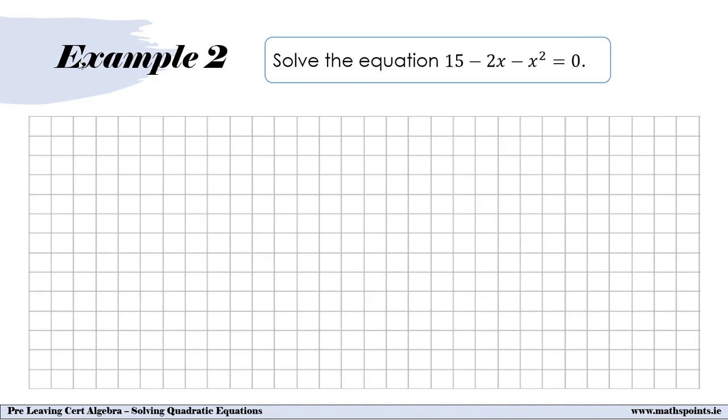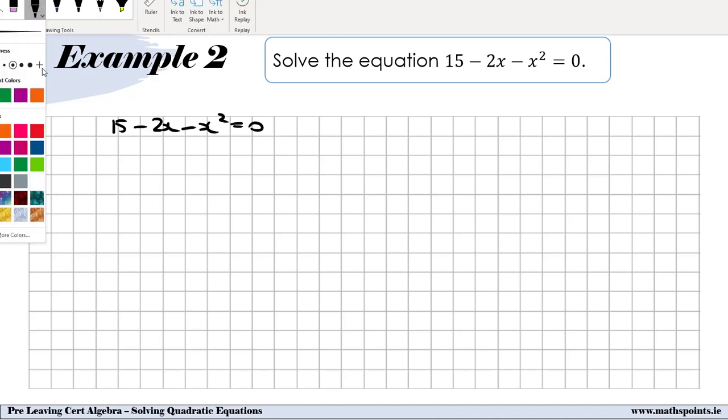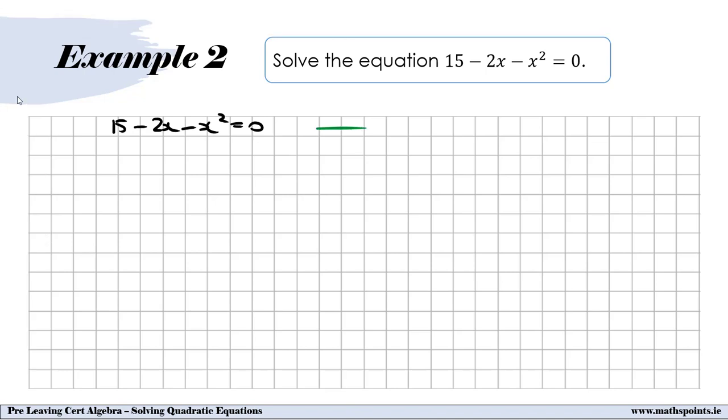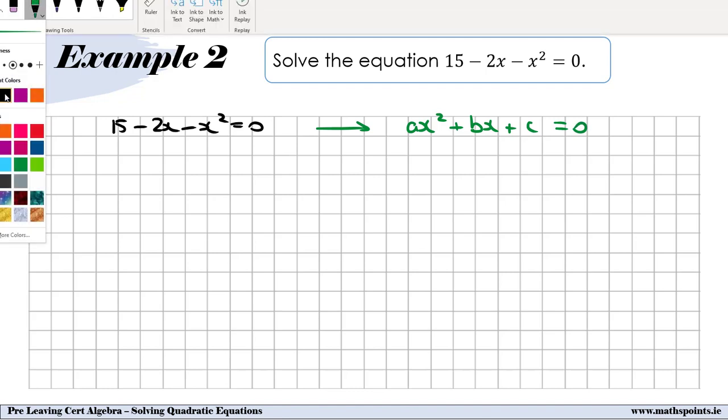So let's start by writing down again the quadratic equation. So we have 15 minus 2x minus x squared equals 0. Now what's different about this one is that it's not in the correct format. Now we can actually factorize it in the format that it's in, but I'd prefer if it was in the format ax squared plus bx plus c equals 0. So what I'm going to do is just put the x squared term at the start.